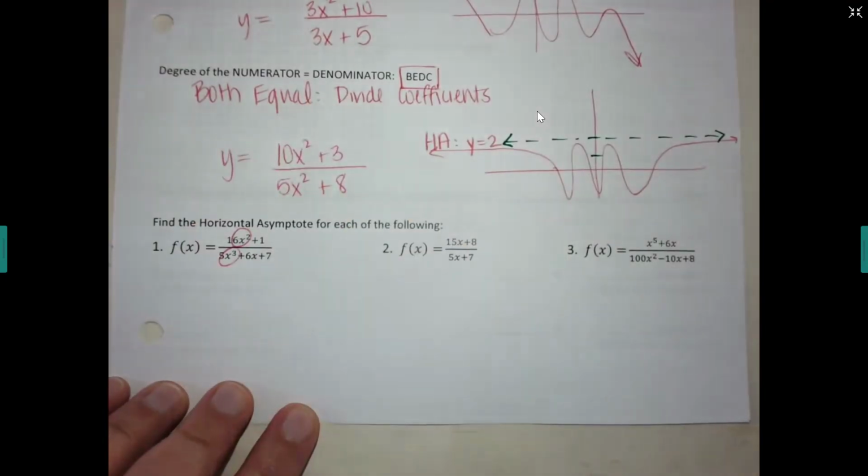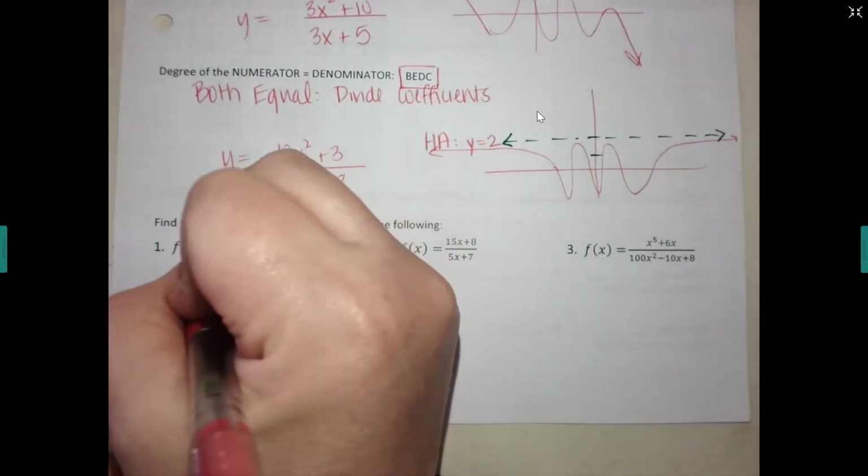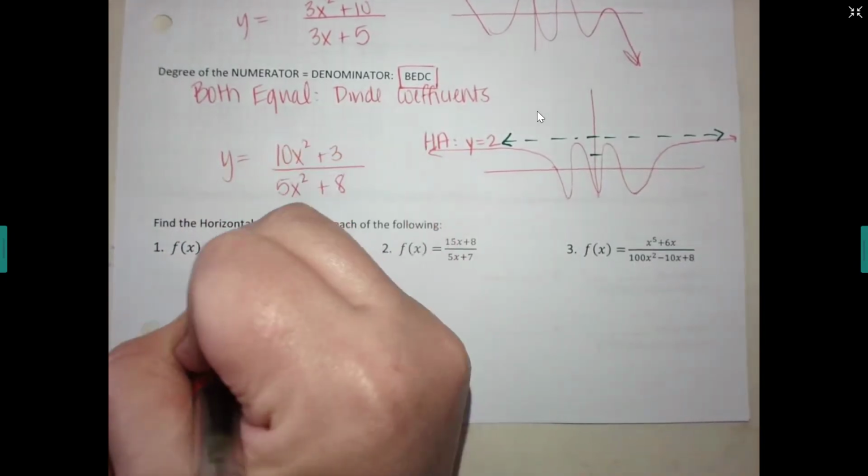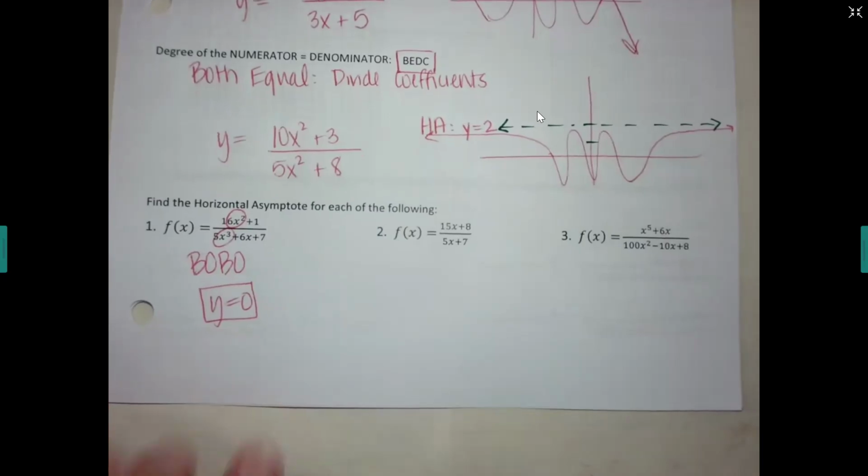X^3. Who's bigger? Bigger on top, bigger on bottom, or both equal? Bobo. That makes it a bobo. That means that y equals 0 is your horizontal asymptote. Because remember what that stands for. Bigger on bottom, 0.